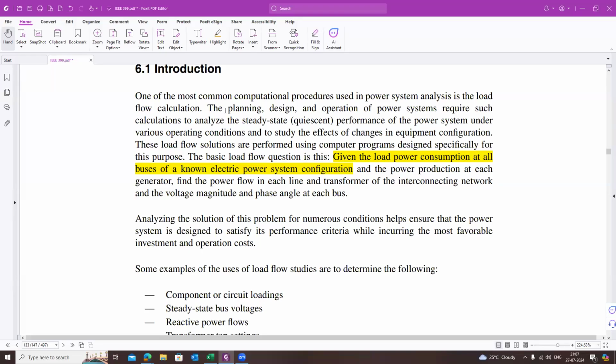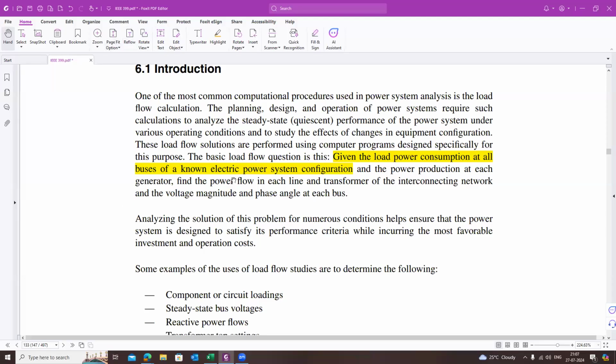The third important point is the power production at each generator. As I told already, load flow doesn't give you an output of what the load and the generation are. You need to specify the load at all buses as an input. You need to specify the real power generation at all the buses. That means load you have to give in all the buses, generation also you have to give in all the buses. When the generation and demand are known at each and every bus, then finding out the power flow in each and every branch is basically a power flow analysis. That's what I have told, right?